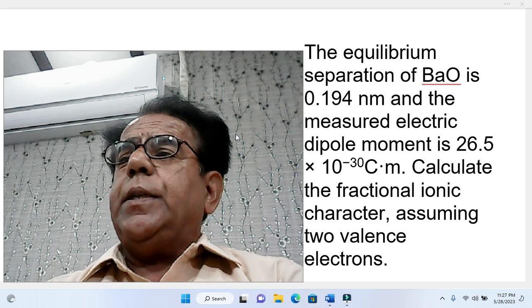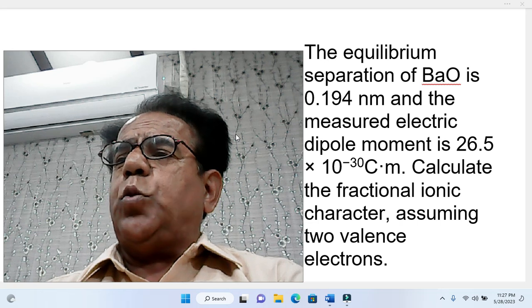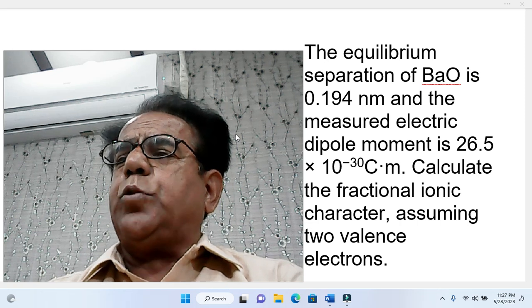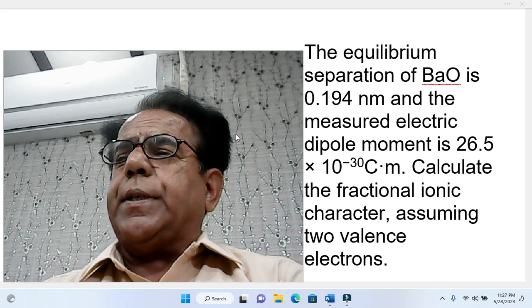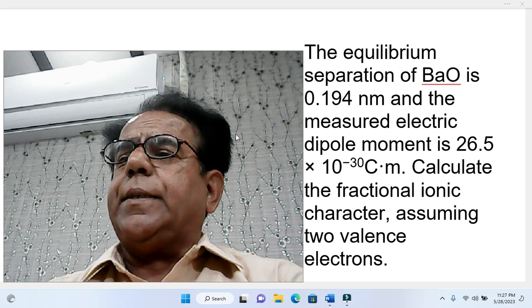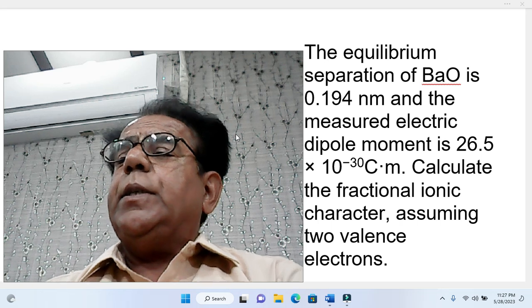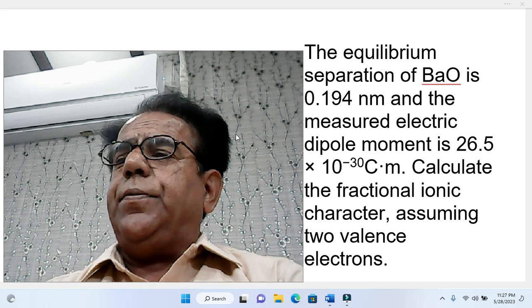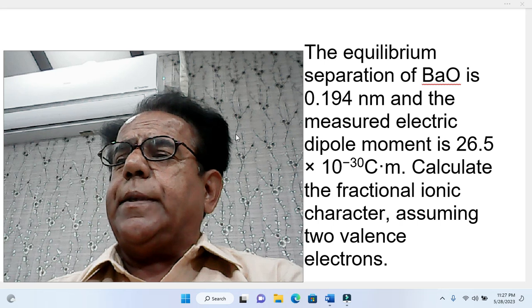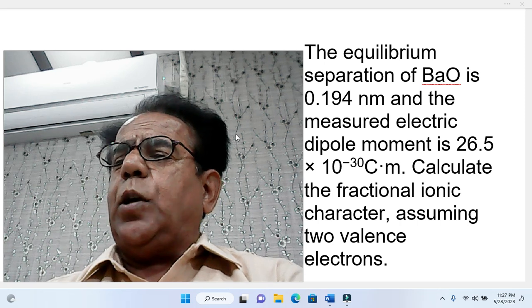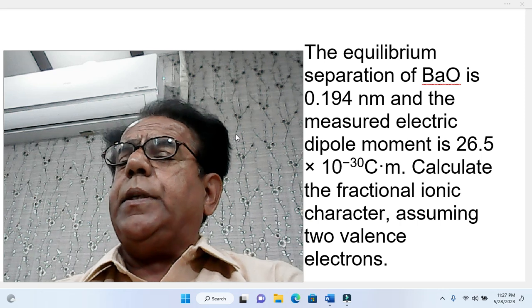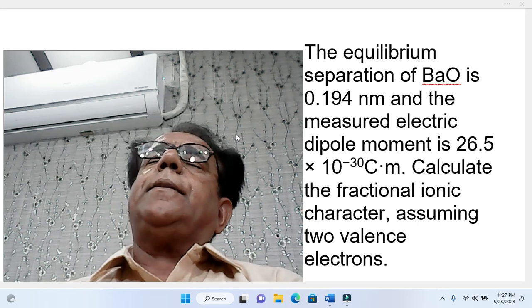Okay, the equilibrium separation of BaO, barium oxide, is 0.194 nanometer, and the measured electric dipole moment is 26.5 into 10 to power minus 30 coulomb meter. Calculate the fractional ionic character assuming two valence electrons.